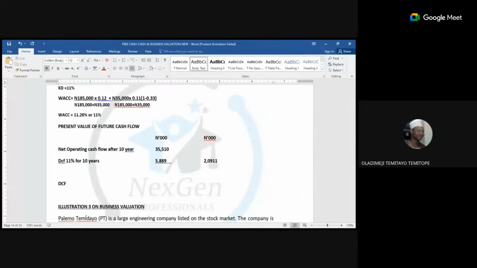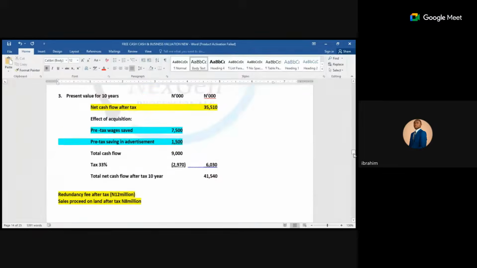Okay, that's fine. So we need to go back and pick, since we will not join them together, right? Now, this 9,000 naira is tax, so the net that we have from the effect of acquisition is 610.